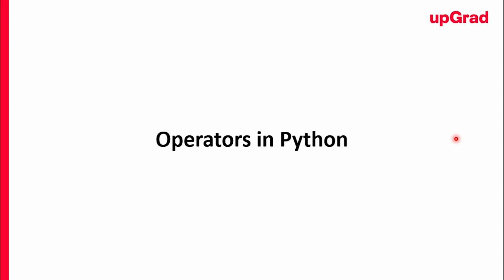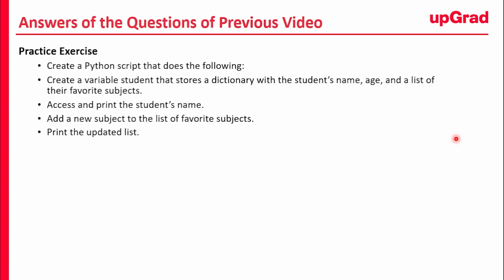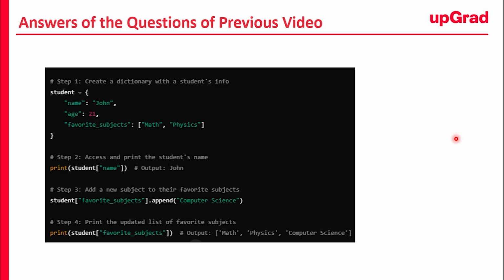So now before starting operators, let's look at the answer to the questions of the previous video. In the previous video, I asked about creating a Python script that would do the following. Number one, create a variable student that stores a dictionary with the student's name, age, and a list of their favorite subjects. Then access and print the student's name from it and add a new subject to the list of favorite subjects. Print the updated list. So that was the task at hand. I'm sure most of you would have done this exercise. So the answer to it, I'll just share the code snippet for it.